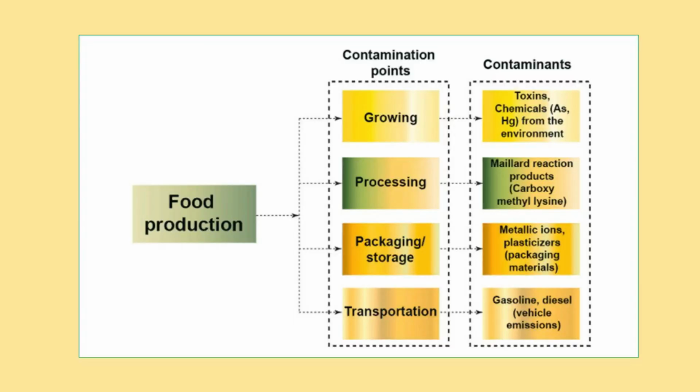Well, I already mentioned the pathways. So there will be different kinds of contaminants at each step. If we're talking about the growing process, or the harvesting, there will be possible contaminants such as toxic chemicals like arsenic, and others from the environment. And when we talk about processing, there will be Maillard reaction products such as carboxymethylation. And when we talk about packaging or storage, there will be metallic ions and substances such as pesticides.